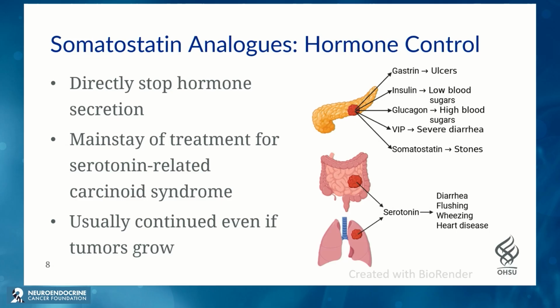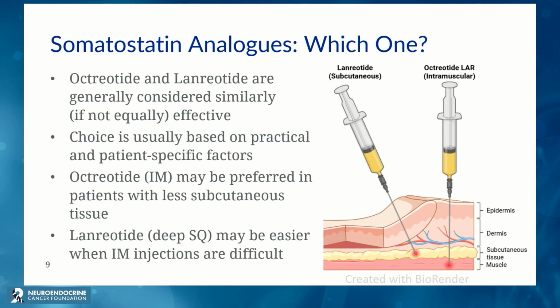And even if the tumor grows, we oftentimes will continue the somatostatin analogs in spite of this because of their continued impact on hormone control. So going back to the question of which one, Lanreotide or Octreotide, well, they've never been compared head to head. We generally consider them to be similarly, if not equally effective. And so the choice of which one to use is usually driven on practical and patient specific factors.